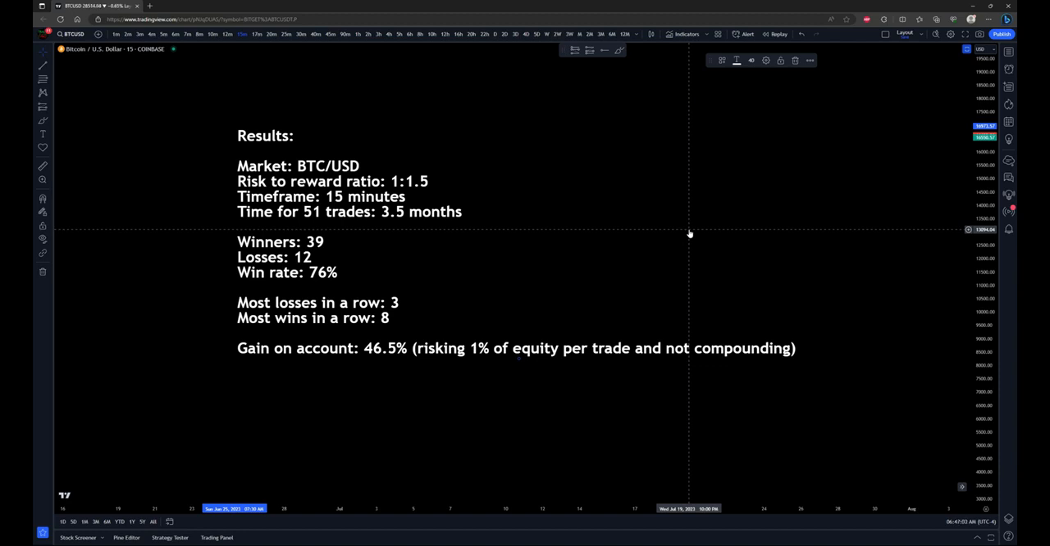The gain on the account, 46.5%. And imagine for 100, you can essentially double all of these numbers. And that assumes a risk of 1% of the account equity per trade, also not compounding. So I don't want to put this on the strategy ranking spreadsheet because it's not a full 100 trades like all the other ones that I've tested. So it's not really a fair comparison, although you can get a rough estimate if you double up on all of these figures. So, you know, it is what it is.